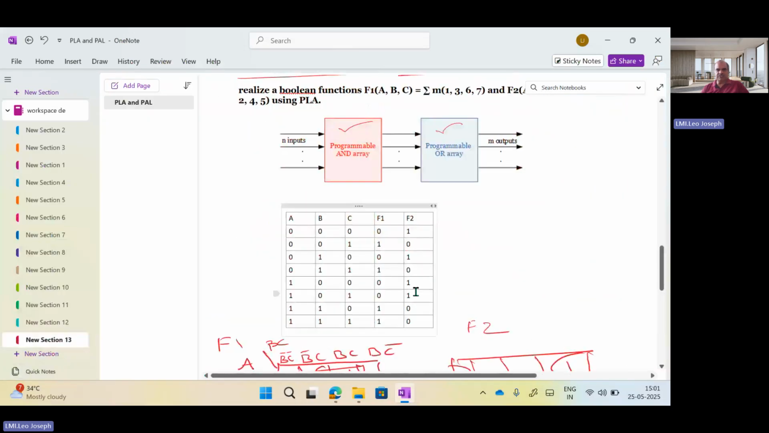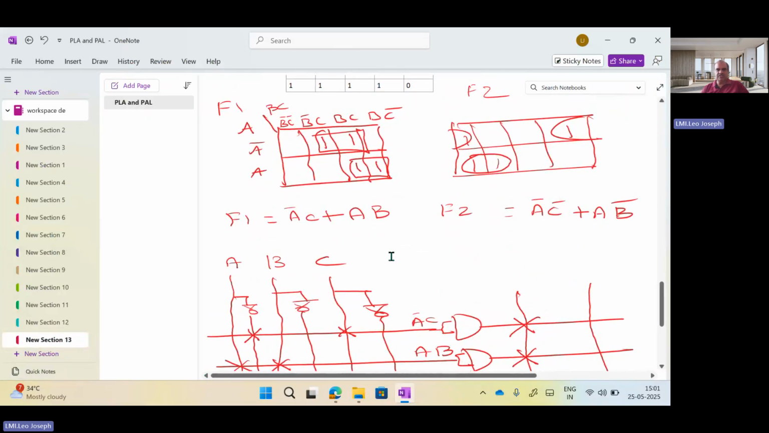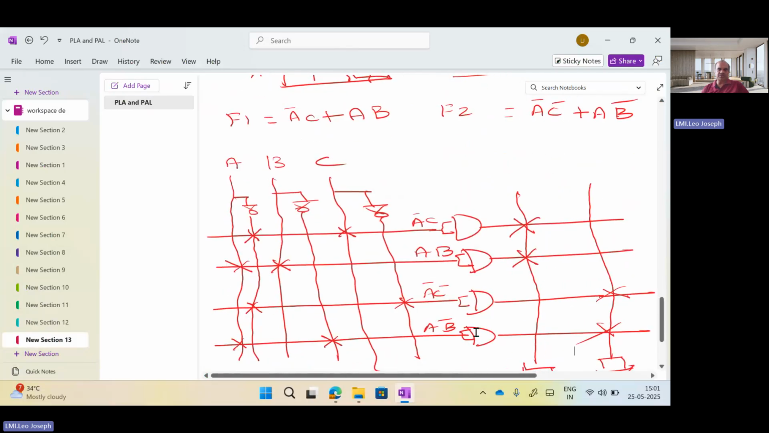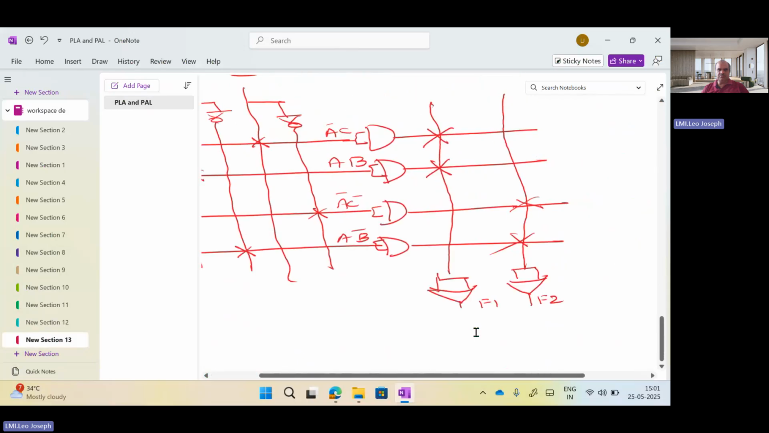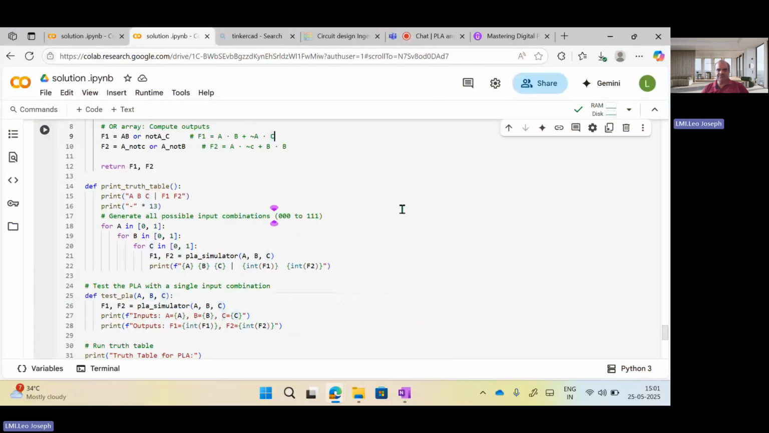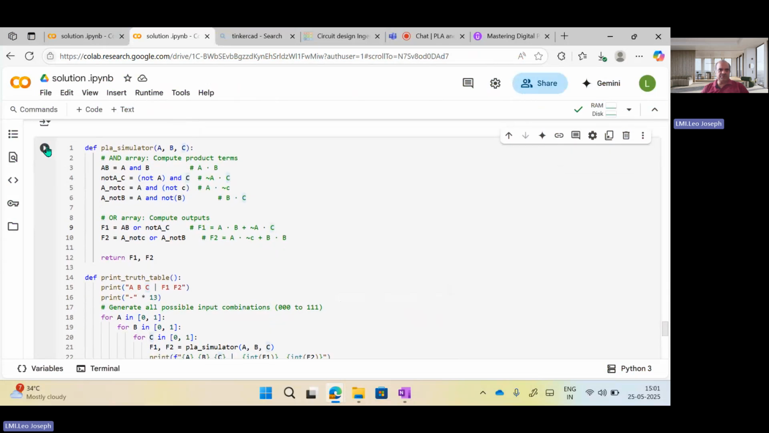So what are all the tables I am writing here? Same thing you will get as the answer. A bar C plus AB, and this one is A bar C bar plus A B bar. Right. So according to the program we have written, but what are the things we are getting? Let me check. Okay. So this is connected. Now I am just running the code.